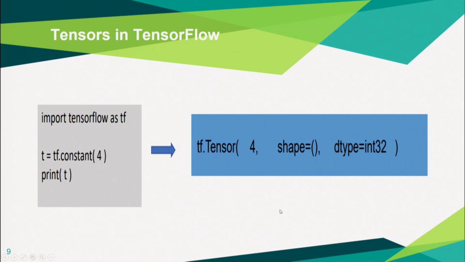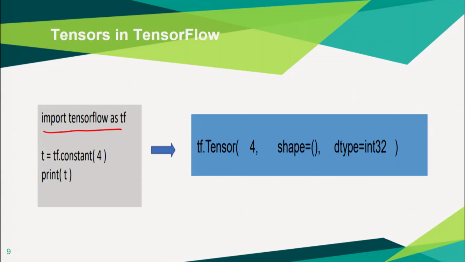Now, how does this have to be incorporated in the Python library? We have to see the actual syntax further. See here, import tensorflow is the package name, and as a variable name we define tf. And how to use this? If we say t equals tf.constant of 4 and print t, this is how it is defined in the form of a tensor.